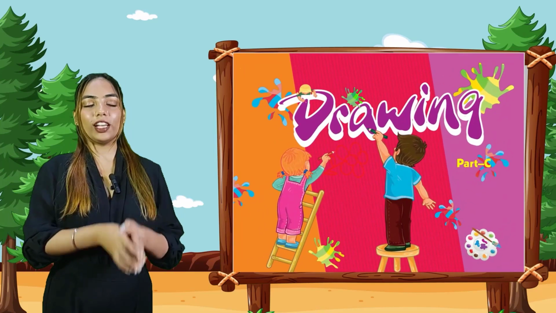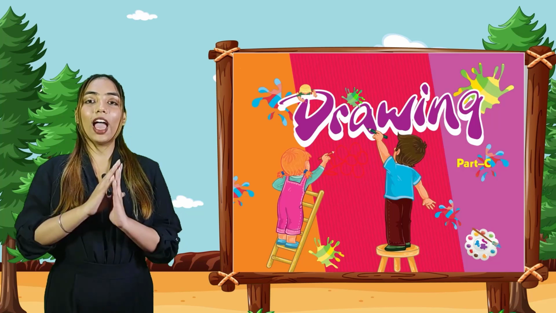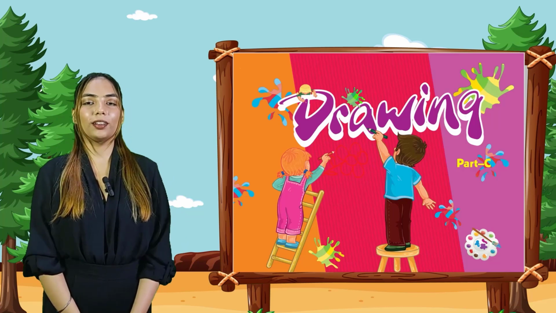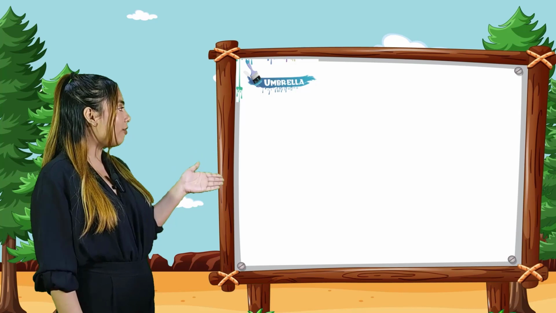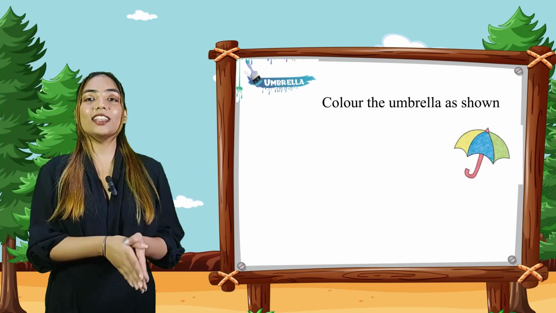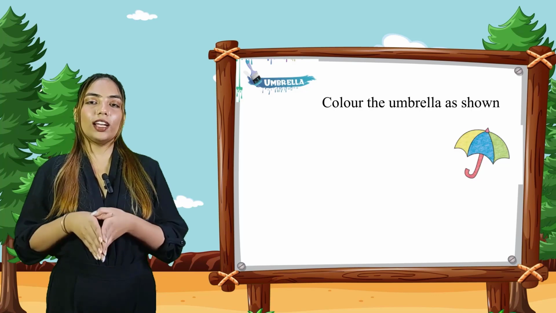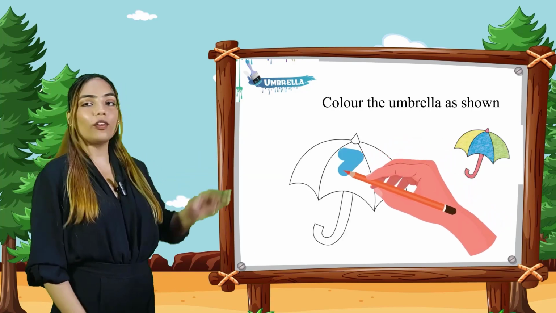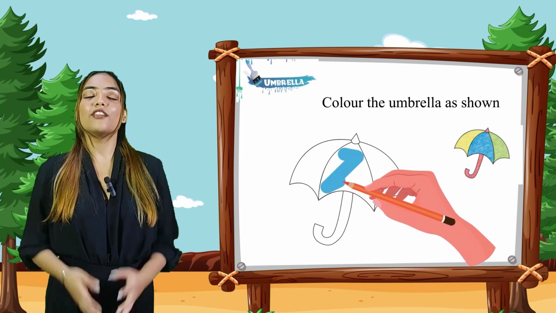Today we are going to fill colors in a lot of shapes and figures. So the first figure we have over here is what? Can you guess? Yes, it is an umbrella. Can you color this umbrella as shown in the figure over here? Very good.